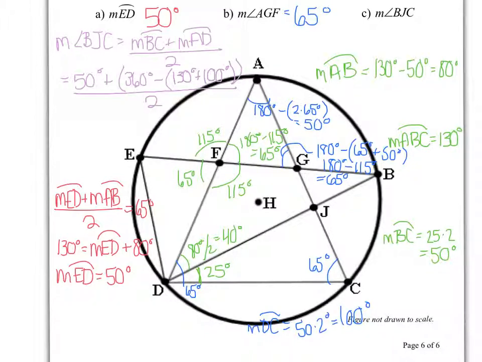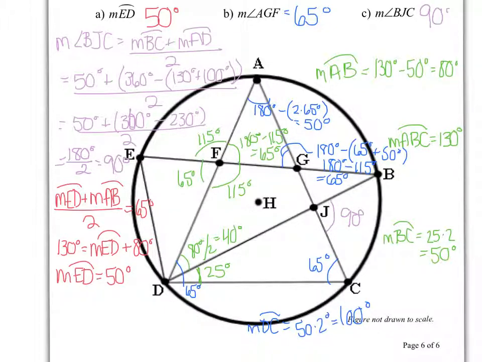all divided by 2. So we have 50 degrees plus 360 degrees minus 230 degrees, all divided by 2. 360 minus 230 is 130. So 50 plus 130 is 180 degrees, and divided by 2, it's 90 degrees. So this angle right here, BJC, is going to be 90 degrees, and that is our final answer.